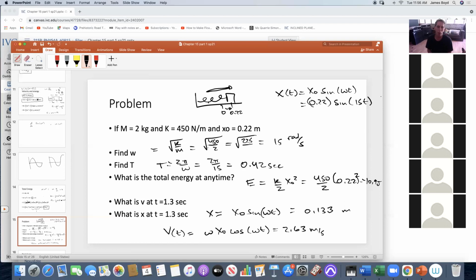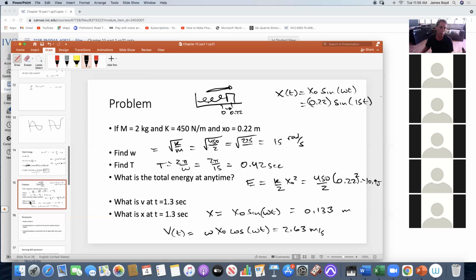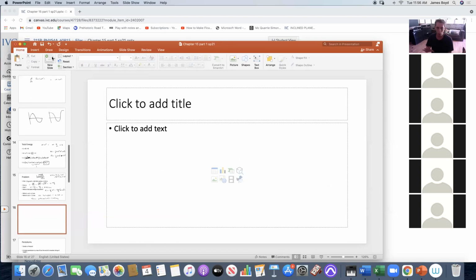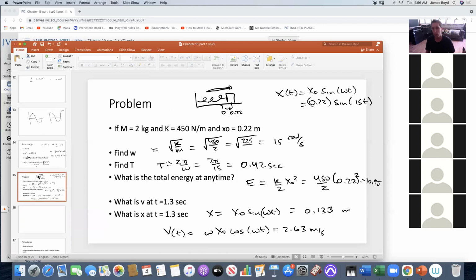There are a couple of other little harder things that we can do. There's a really good problem I want you to look up in the book that shows you something kind of cool, but we'll talk about that next week. Essentially, though, if you were given X and V and A at some time, what could you find? So let's look at these.